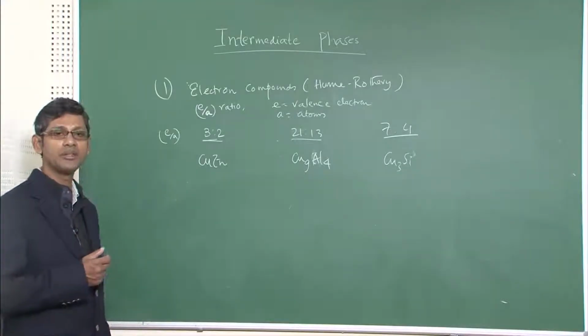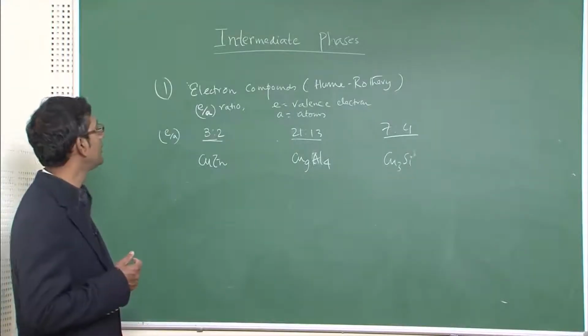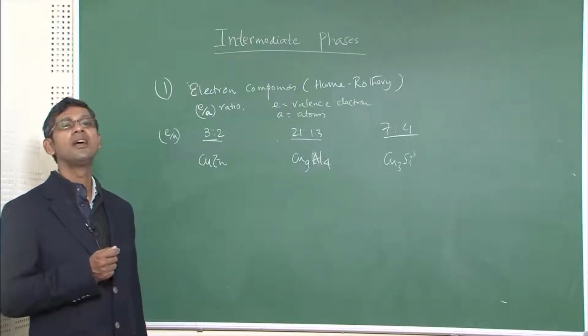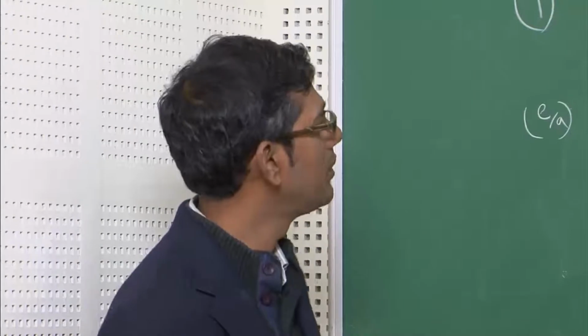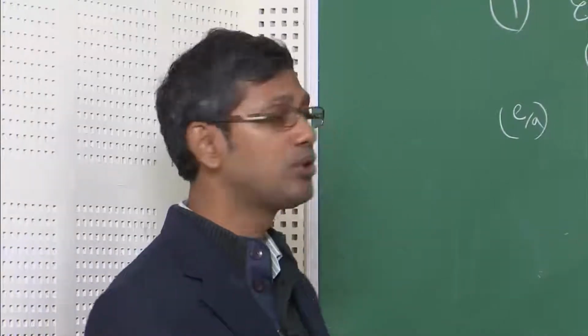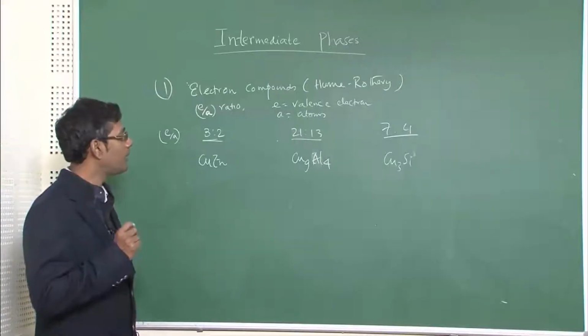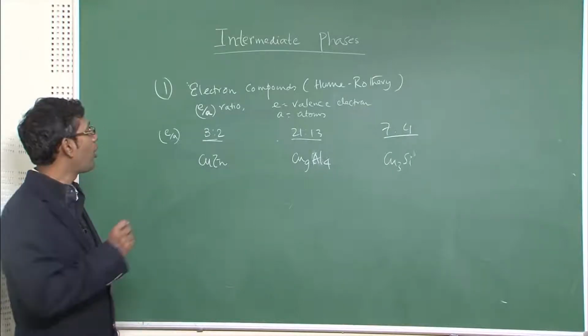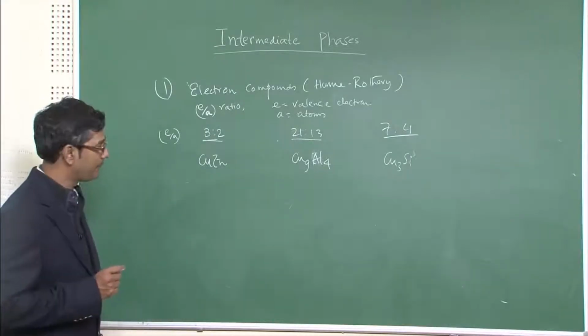Third one, which we were discussing in the last class but could not finish, is the electron compounds. They are called Hume-Rothery phases because they were discovered by Hume-Rothery, and these compounds are stabilized by the E by A ratio, where E is the total number of valence electrons in the compound, and A is the total number of atoms in the compound. So, there are specifically 3 ratios only in which these compounds can form. One is 3:2, second one is 21:13, and third one is 7:4. These all have come from the copper zinc phase diagram.